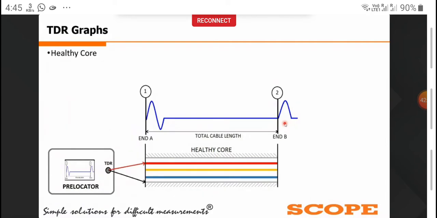So that's why we will get an upward reflection at the end B. By placing the cursor between the starting sine wave, meaning the emitted pulse, and the reflected upward pulse, we can calculate the total cable length. So the next graph is the open circuit fault.